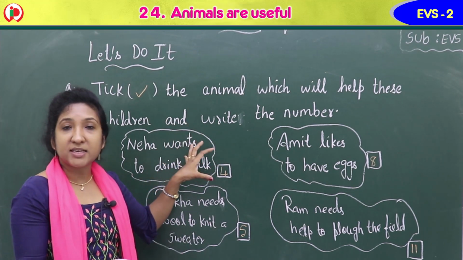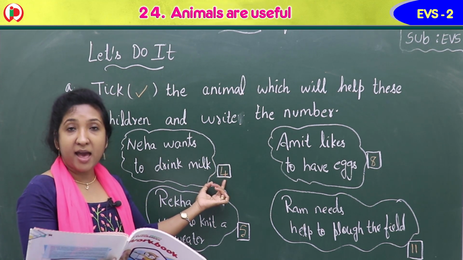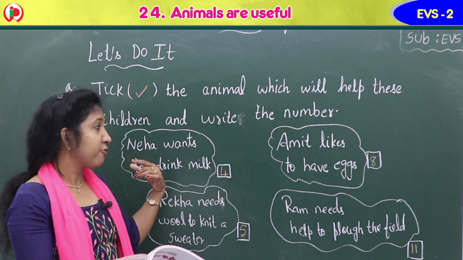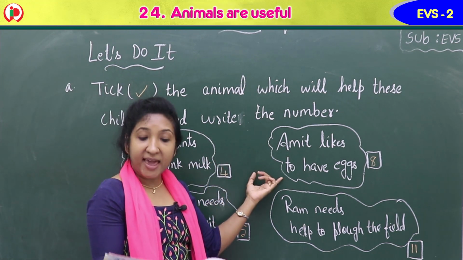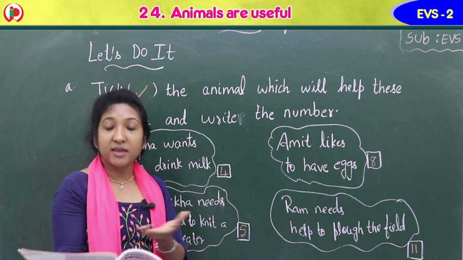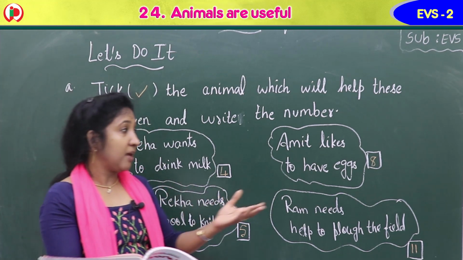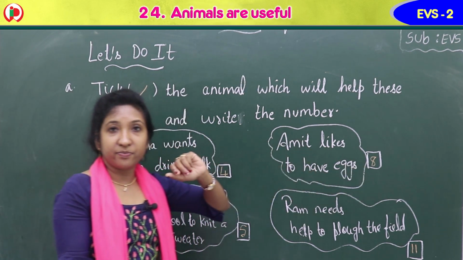Yes, so cow gives us milk. So which animal, number 4 is the animal cow. So you can write number 4 here. Amit likes to have eggs. Hen gives us eggs. Hen and duck gives us egg, but here we can see the image of hen. In which number? 8th number. So you can write 8 here.